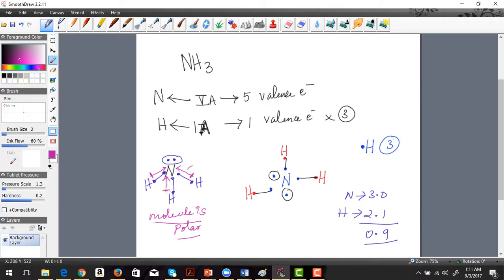This bond is polar covalent. And how do I know that bond is polar covalent? Based on this value right here, because that's between 0.6 and 1.6. That's polar covalent. Anything above 1.6 is ionic.